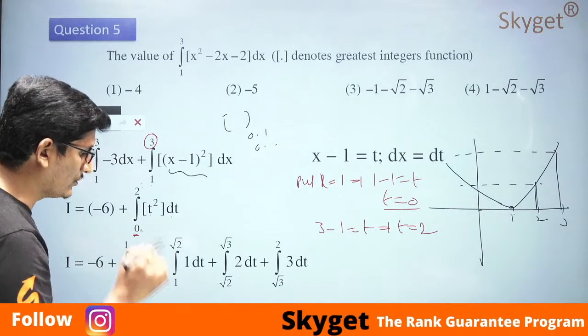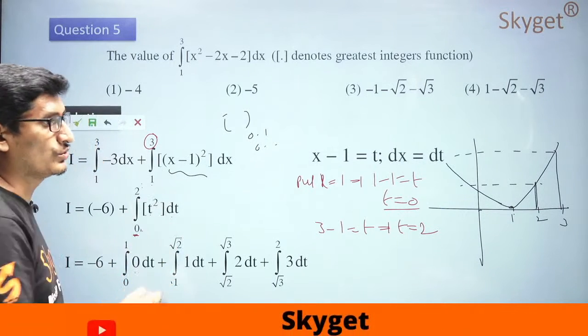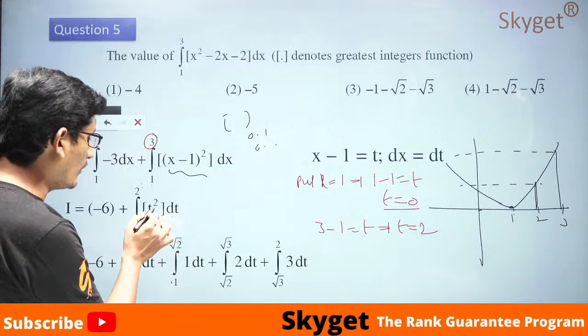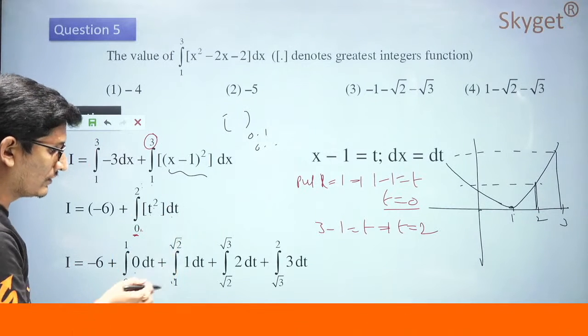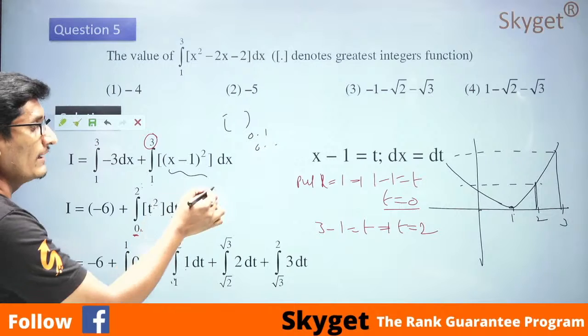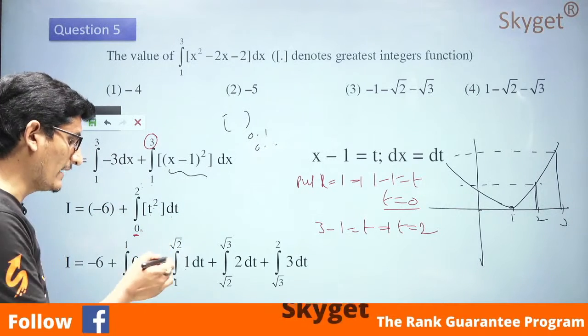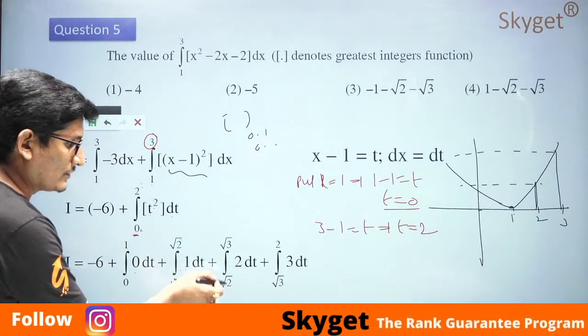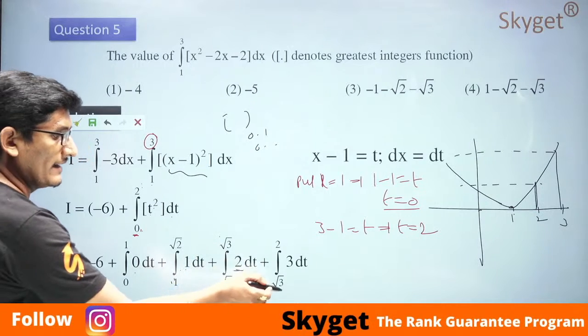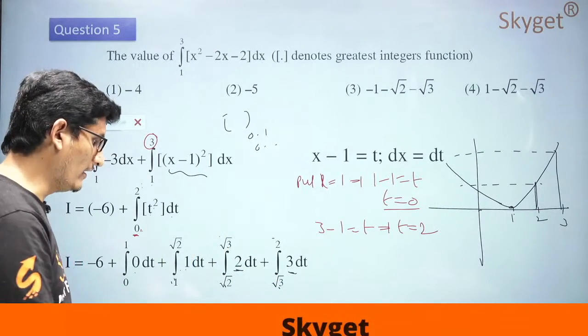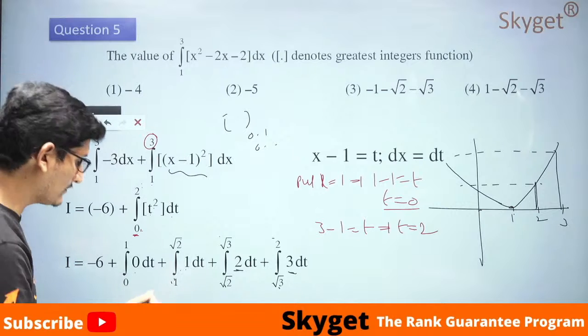So 0 into dt plus 1 to root 2. I am taking here 1 to root 2. Root 2 whole square value, what here? 2 only, no. So 1 to root 2, value what here? 1.4 something, that means again we will get 1. Next root 2 to root 3 we get here 2, and root 3 to 2 we get here 3 of dt. So now upper limit minus lower limit.